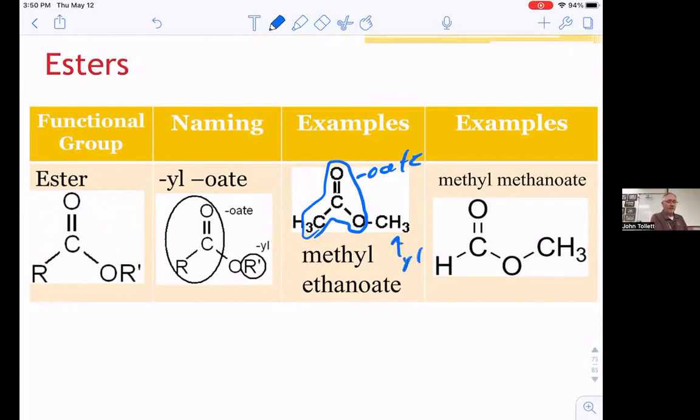So this would be called, that's just 1 carbon over here on the right, methyl, and then the other one is 2 carbons, so you take off the E and you add OATE. So it'll be called methyl ethanoate. Looking at this one here, a single carbon, they would both be named the same way. That would just be methyl methanoate.